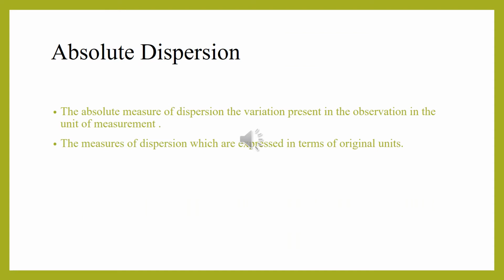There are two types of dispersion: absolute dispersion and relative dispersion. In case of absolute dispersion, the measures of dispersion are expressed in terms of original units. In case of absolute dispersion, units are compulsory. If units are not present, then we can't calculate absolute dispersion.